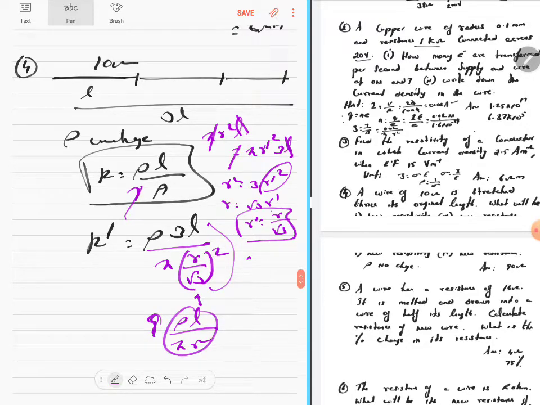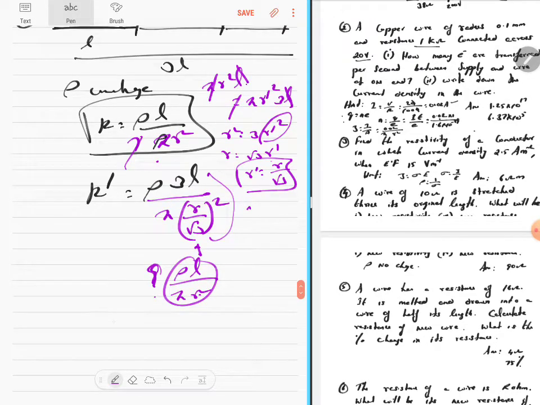This is pi r square, right? The original resistance r is equal to rho into L by A, pi r square. So can you see it's 9 times. So if it is 10 ohms, it will become 90 ohms. So the 10 ohms now becomes 90 ohms. Are you understanding?